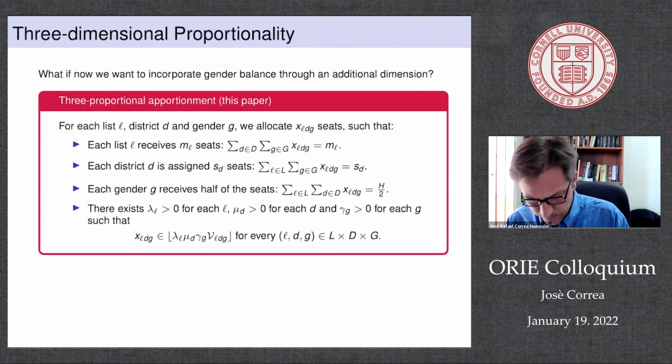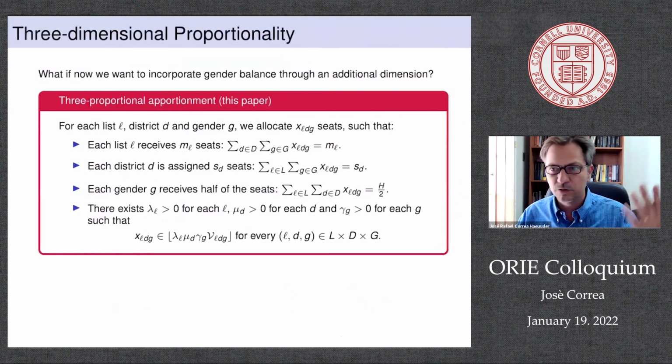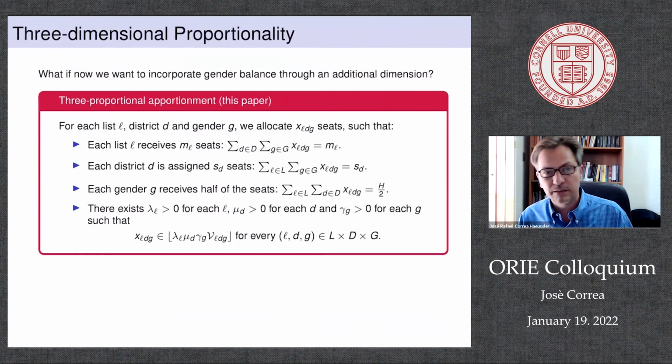Good. So what if we go to 3 dimensions or more dimensions? I will mostly talk about 3 dimensions, but everything goes to d dimensions, it doesn't matter. So in 3 dimensions, what I want now is the following. I want the matrix X, LDG now, G for gender.